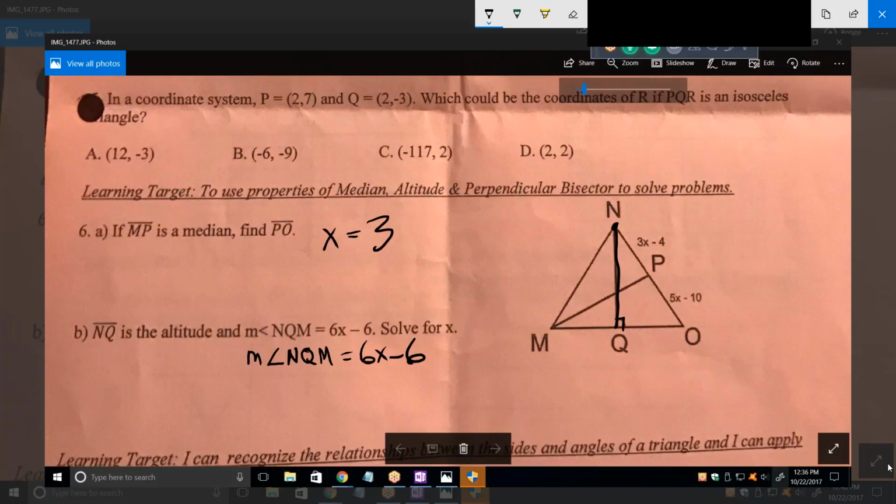But what do we know the measurement of NQM is? If this is a right angle, what is NQM? 90. Has to be. That also is a right angle. So that's equal to 90. Now we just solve that equation. 6x equals 96. X equals 16.